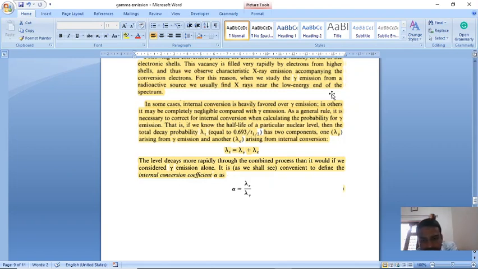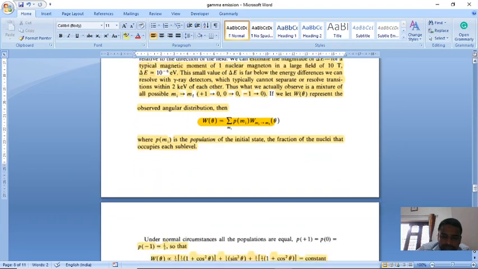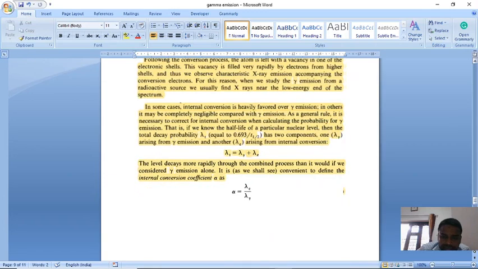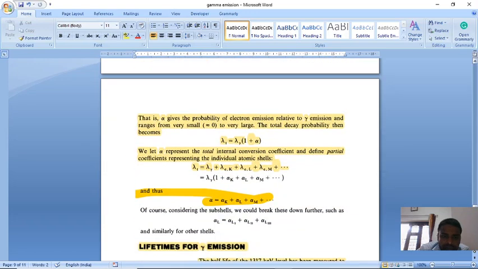It is convenient to define the internal conversion coefficient alpha as lambda E by lambda gamma. That is, alpha gives the probability of electron emission relative to gamma emission and ranges from very small to very large. The total decay probability then becomes lambda T equal to lambda gamma into 1 plus alpha.